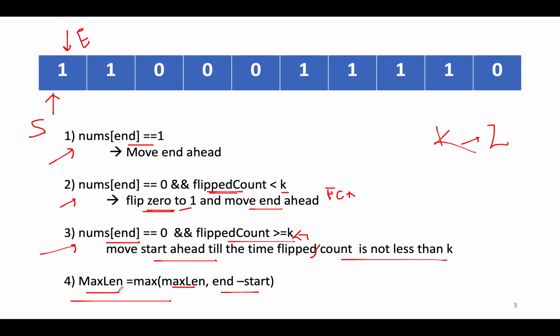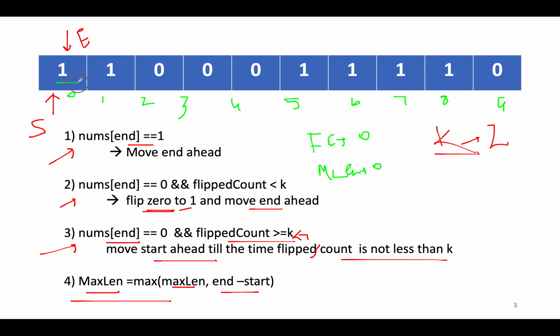So let's get started. We'll create a variable named fc, which is nothing but flipped count, which stores how many zeros have been flipped to 1 in the current iteration. Along with fc, we will keep another variable which is max length, which will store our answer. So let's get started with the iteration. And before that, let me just write all the indexes: 0, 1, 2, 3, 4, 5, 6, 7, 8, 9.